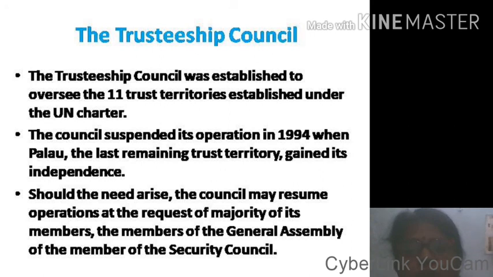How? When the need arises, the council may resume operation at the request of a majority of its members, the members of the General Assembly and the members of the Security Council. So this is all about the organs of the United Nations.